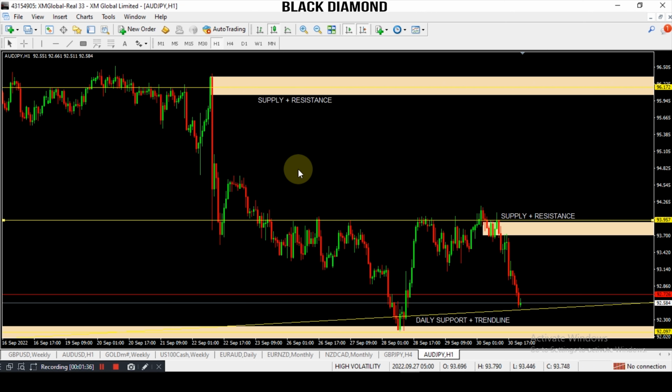So basically we'll be trading this market, the Australian dollar, according to these levels. We wait for the market to come to a level and then we trade from there.